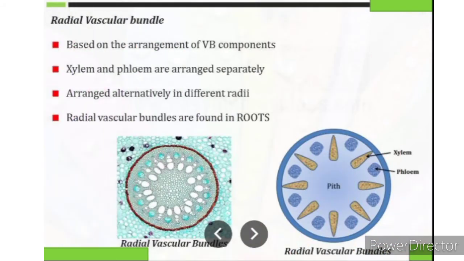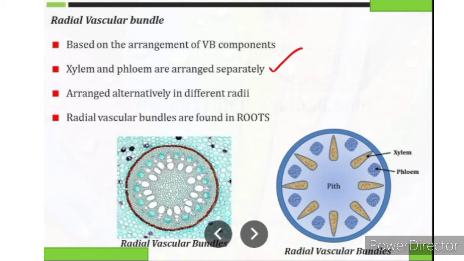Then, based on the arrangement of vascular bundles in the plant part, there are two types of vascular bundle arrangement we found. One is a radial vascular bundle, second one is a conjoint vascular bundle. Radial vascular bundle. In radial vascular bundle, xylem and phloem are arranged in the vascular region in different patches. Okay, xylem and phloem are arranged separately, mainly in different patches.